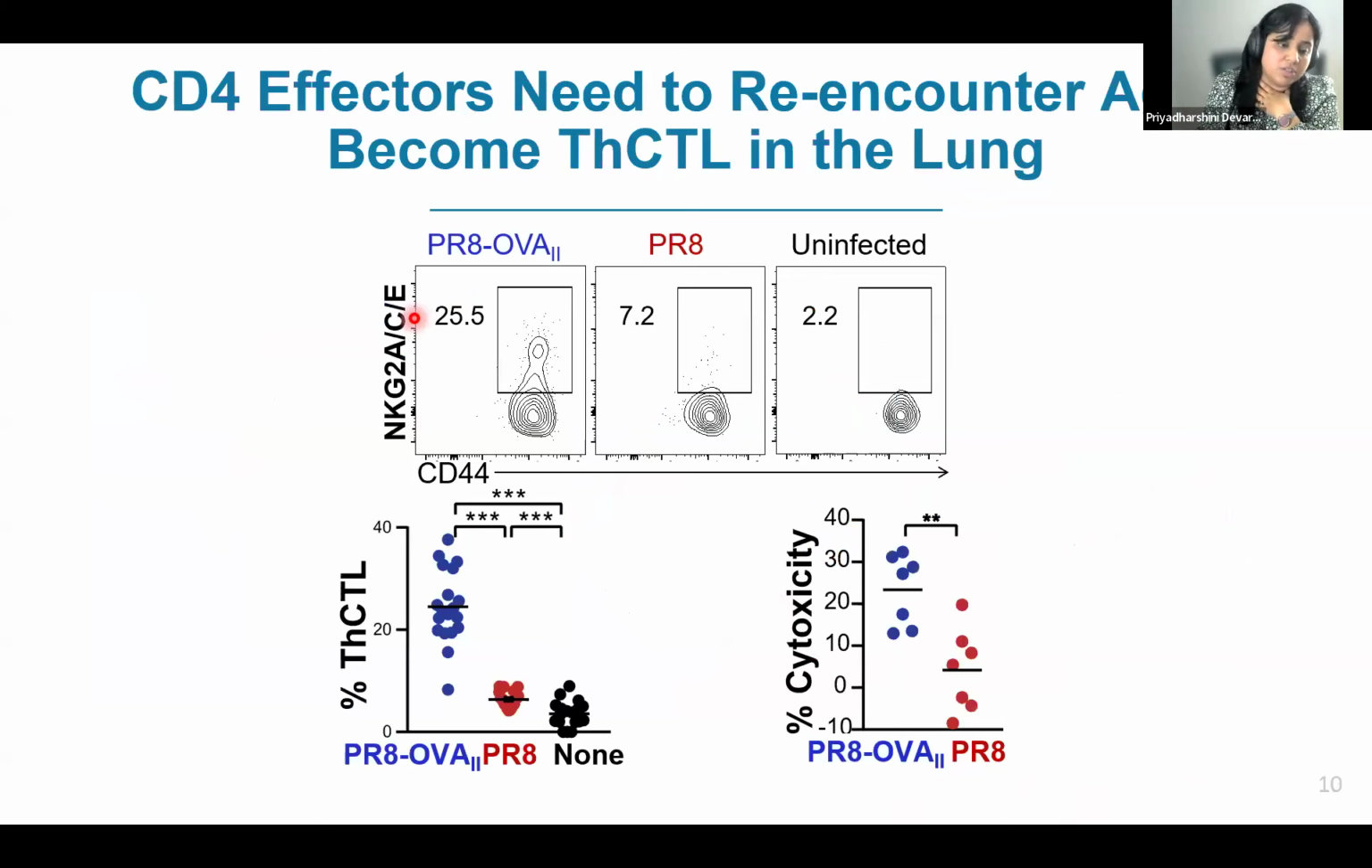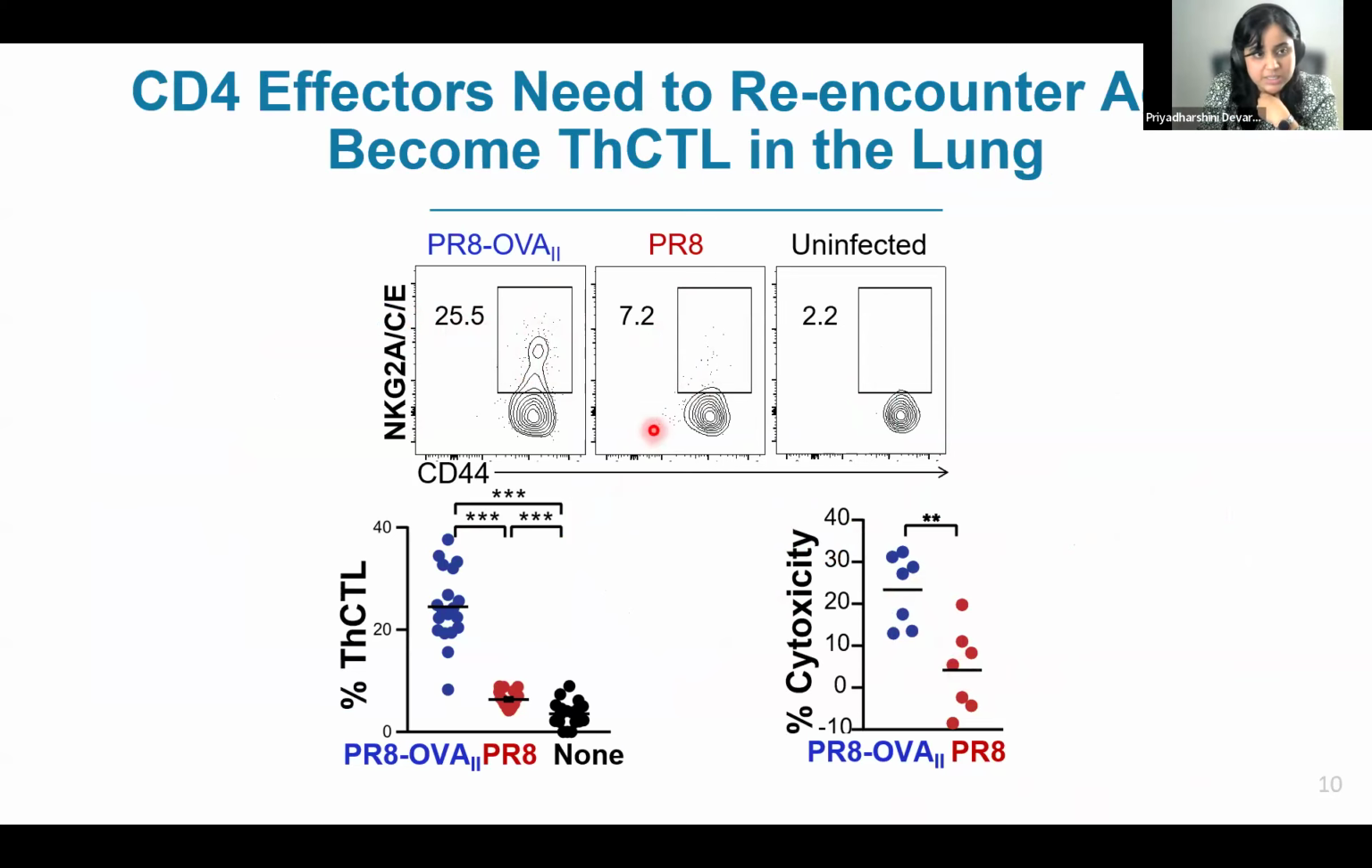And what we saw was that if we transferred CD4 effectors into positive control mice, we saw a good development of THCTLs. However, in mice that had influenza infection but did not have antigen, after 6 days, you did not see the development of cytotoxic CD4 T cells. And this correlated to their cytotoxic function as well.